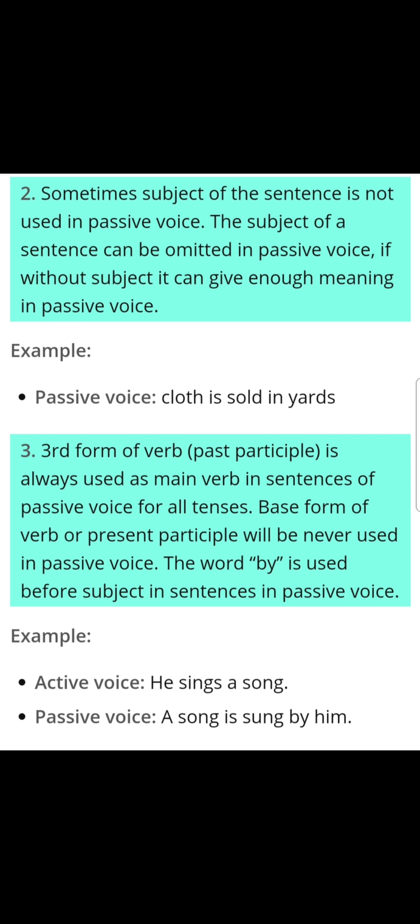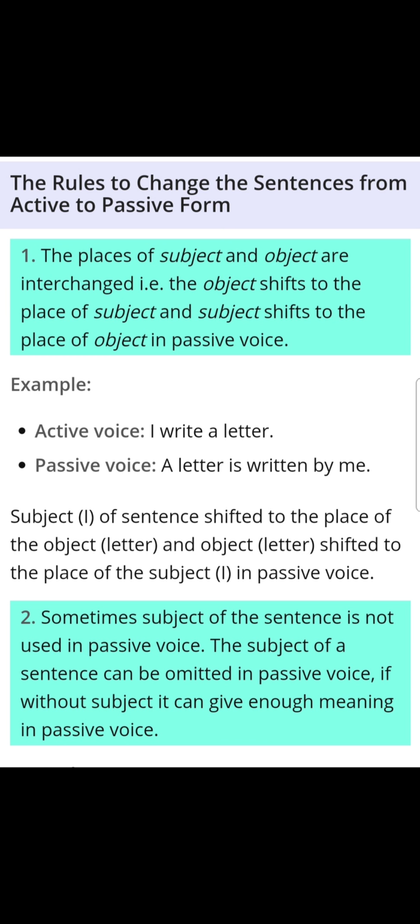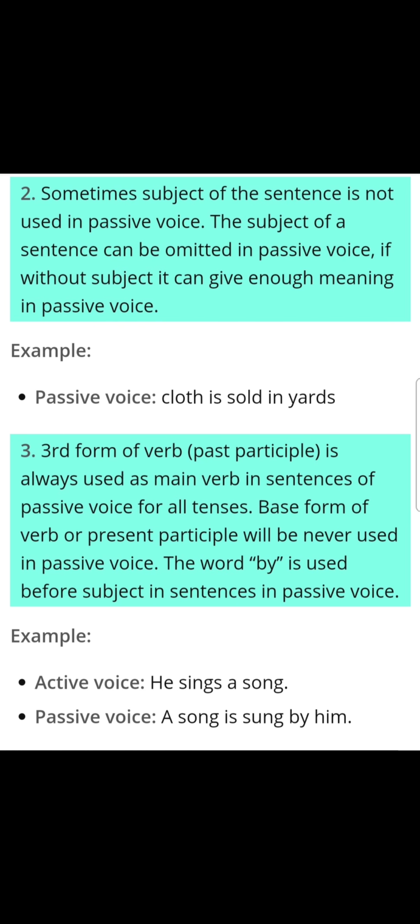The first one was that the places of subject and object are interchanged. The second rule is that sometimes there is no use of the subject if the passive is giving enough meaning. And the third rule is that the third form of the verb is always placed. Which form of verb? Third form of verb. If you find any sentence of present, future or past having auxiliaries in the same tense but having the third form, you should understand that this sentence belongs to passive voice.